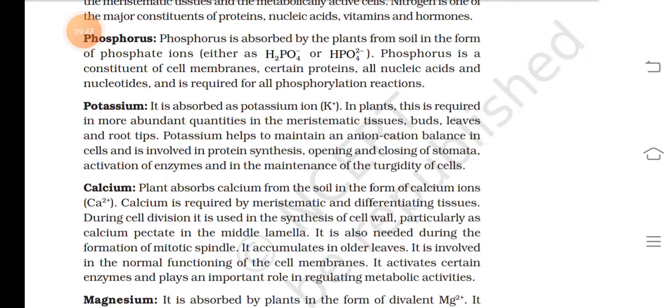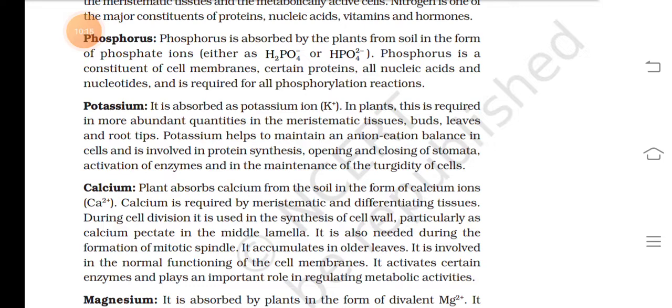Calcium. Plants absorb calcium from the soil in the form of calcium ions, that is Ca plus 2. Calcium is required by meristematic and differentiating tissue. During cell division, it is used in the synthesis of cell wall, particularly as calcium pectate in the middle lamella. It is also needed during the formation of the mitotic spindle.